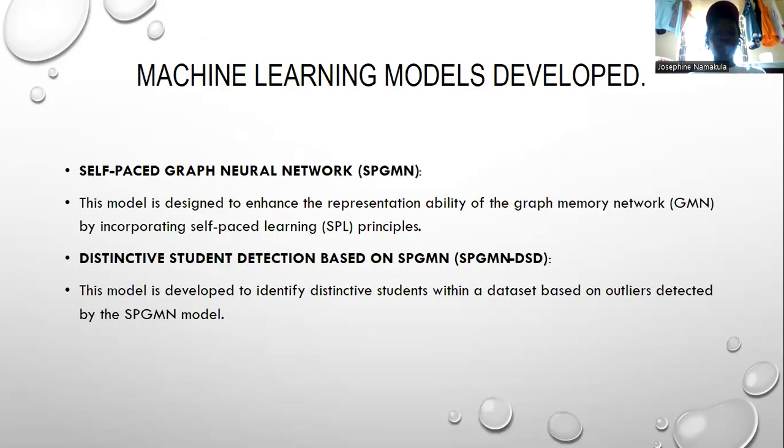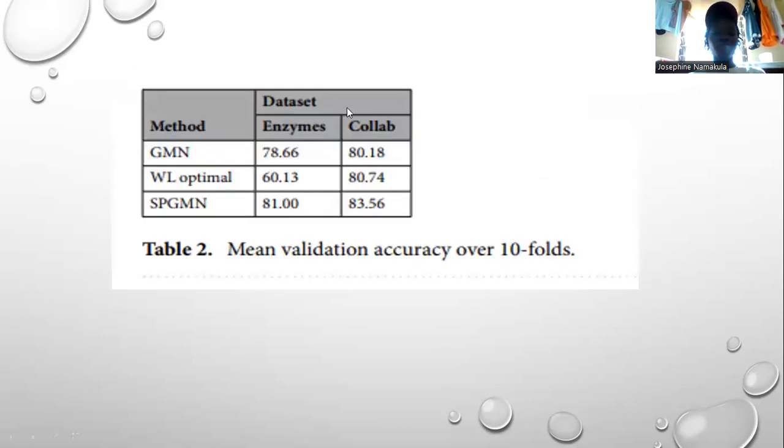So the machine learning models developed were the self-paced performance network and distinctive student detection based on the self-paced graph memory network, and the self-paced performance network consistently outperformed the other methods developed. This table 2 indicates the proposed model, the self-paced performance network, achieved better results compared to the graph memory network and the other baselines when it was used on the ENZYMES dataset and the COLLAB dataset.